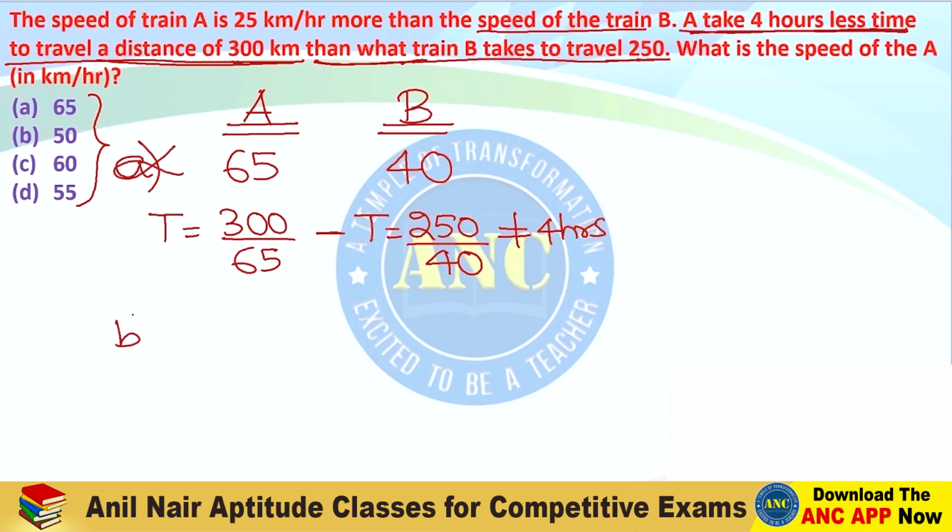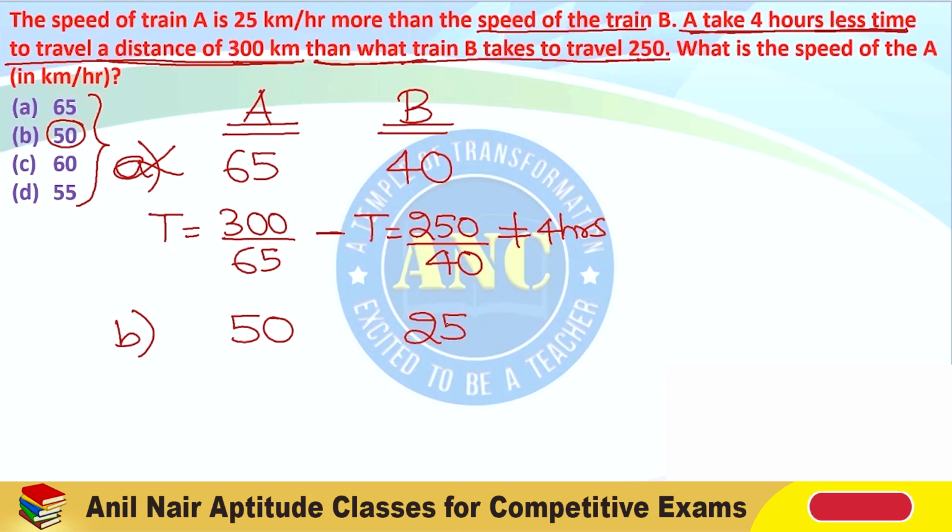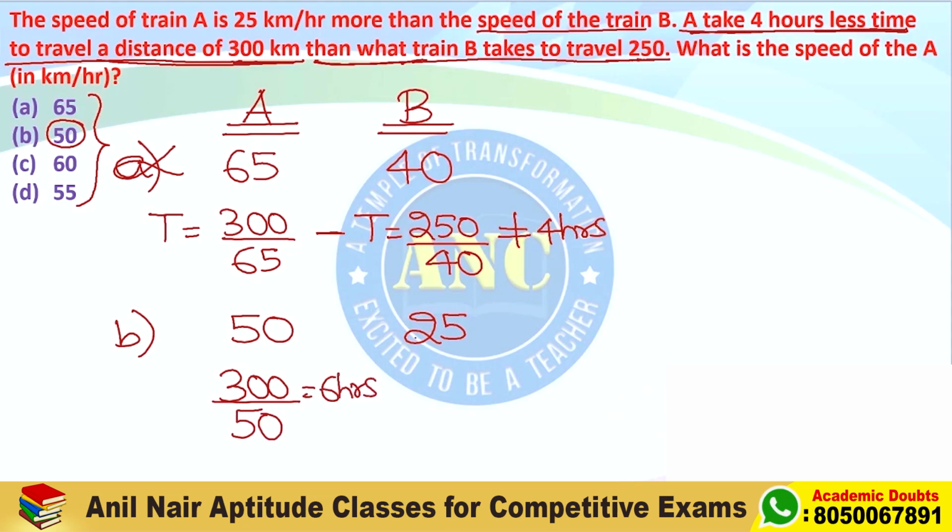Please move ahead for the second option. If I assume that the speed of train A is 50, the speed of train B will be 25 less than 50, which is 25. Now, time taken by train A to cover 300 kilometers is 300 divided by 50, which is nothing but 6 hours. And time taken by train B to cover 250 kilometers at 25 kilometers per hour is 250 divided by 25. It will be 10 hours.